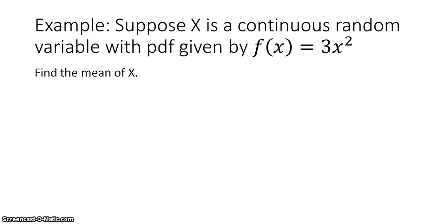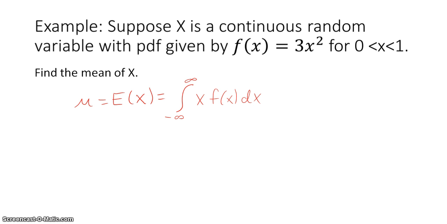So let's look at an example. Suppose x is a continuous random variable with PDF given by little f of x equals 3x squared, and this is defined on the interval of x between 0 and 1. It should say that here, but I accidentally somehow erased it. We're going to find the mean of x.